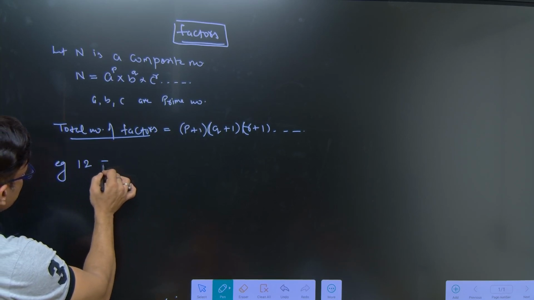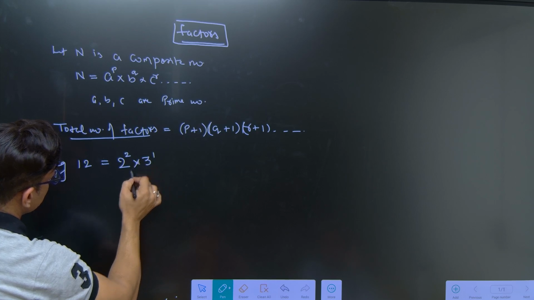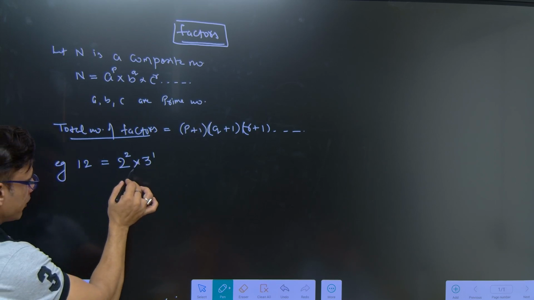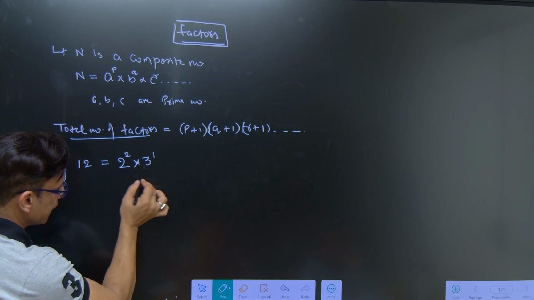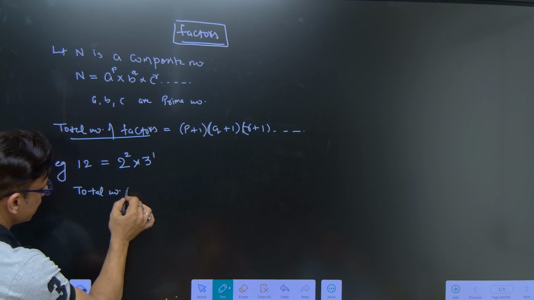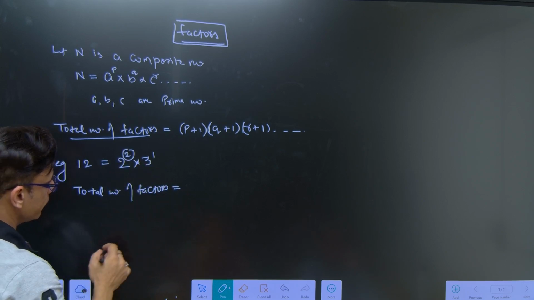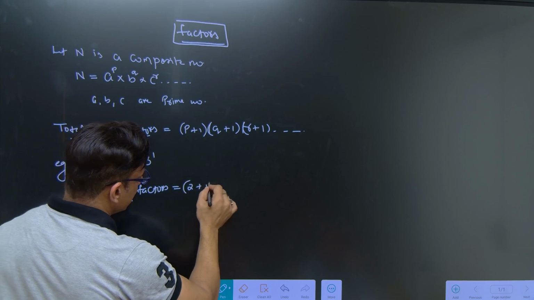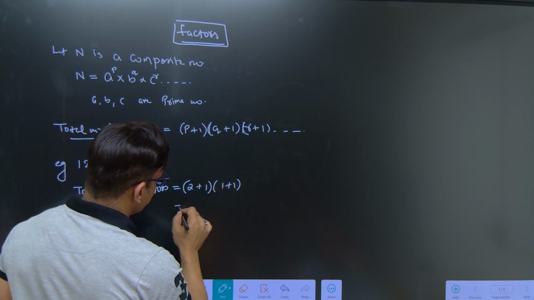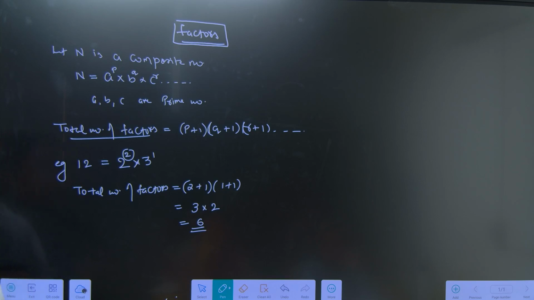12. Now the prime factorization of 12 is 2 squared into 3 raised to the power 1. So to find the total number of factors, first we prime factorize it, and 2 and 3 are prime. Then I take this 2 and add 1 to it, and I take 1 and add 1 to it. So 2 plus 1, 3, into 1 plus 1, 2, which is equal to 6. So 6 is nothing but the total number of factors in this case, right?